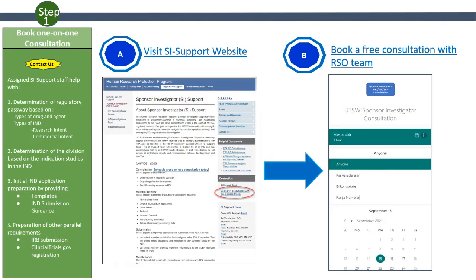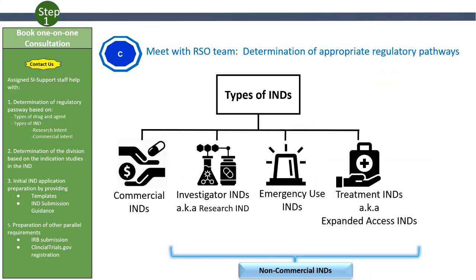Step 1: visit our website and book a free consultation. Here is the link available on our website. When we meet, the first thing we will do is determine the appropriate regulatory pathway for the study team. There are different regulatory pathways and requirements for different types of INDs as shown here. As mentioned earlier, the majority of INDs submitted by UT Southwestern investigators are non-commercial INDs, namely research INDs, which we will focus on in today's talk.